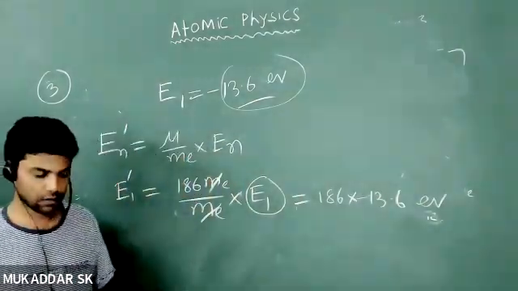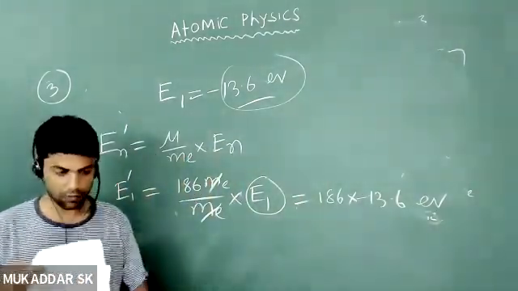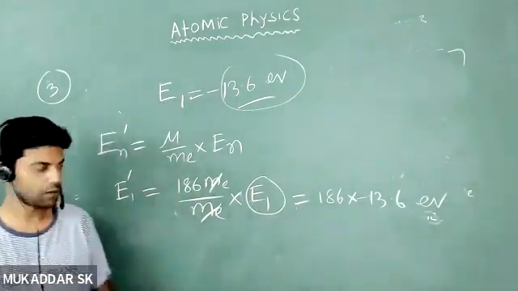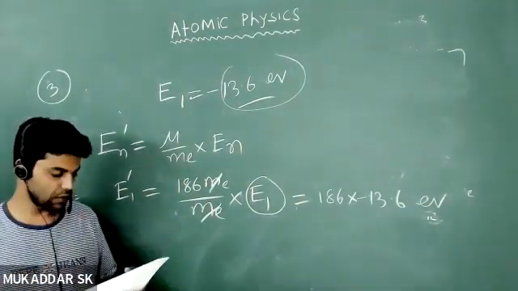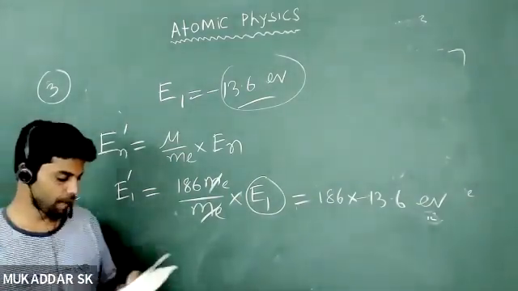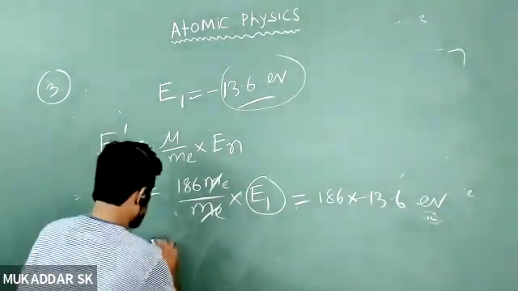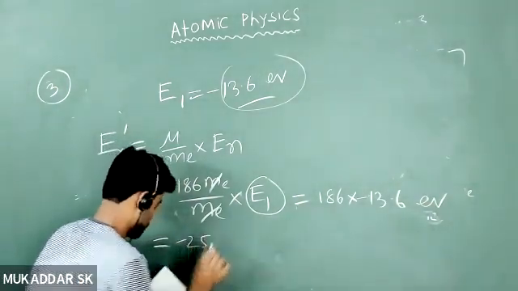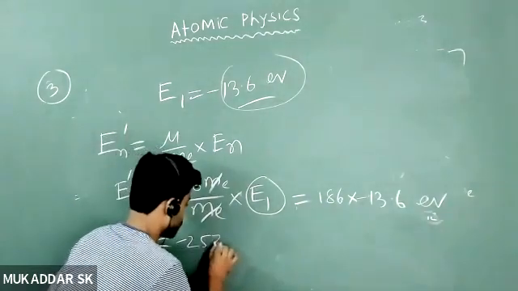Is it clear? Is it clear to all? Anju, is it clear? Dhruvi? Yes, sir. Okay. Now if you calculate, how much will you get? You will get minus 2530 electron volt.